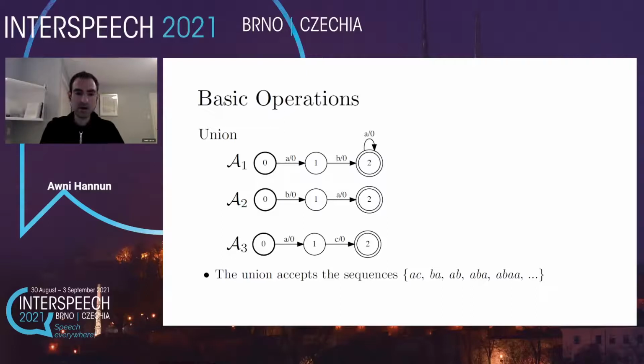Union is another of the basic operations. If you have three input graphs, say A1, A2, and A3, the union accepts any sequence which is accepted by any of the input graphs.